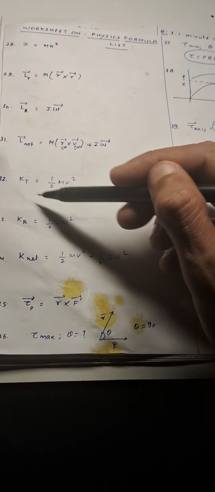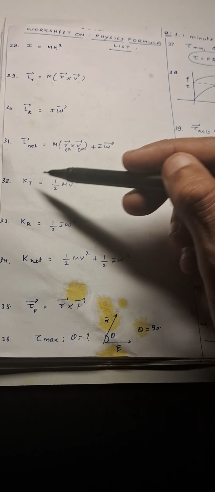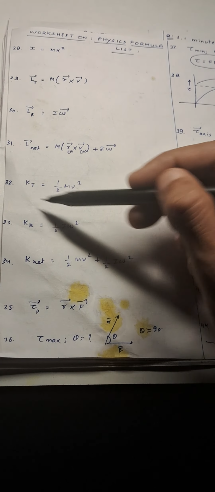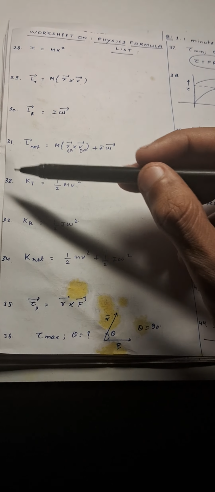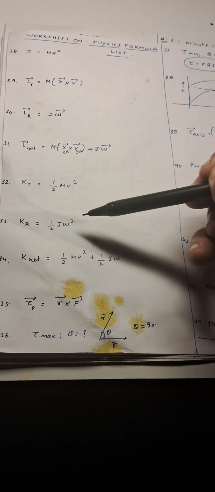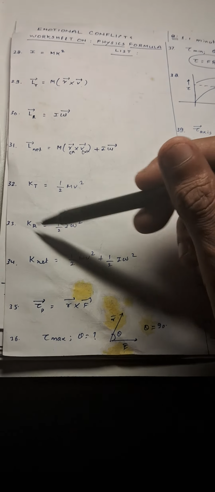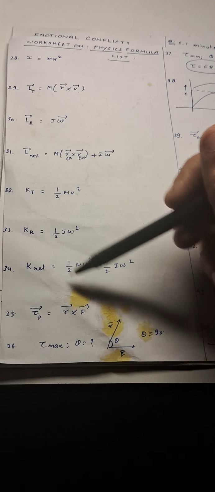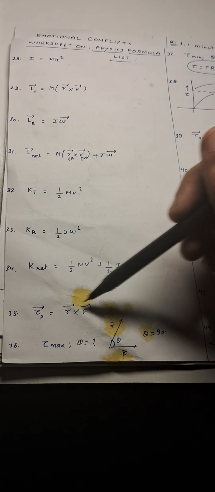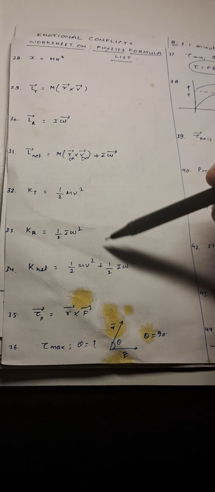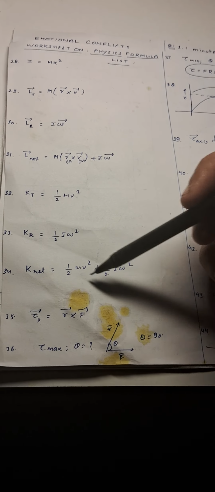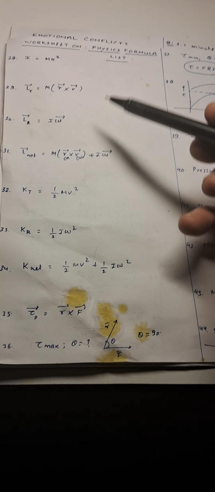Next is kinetic energy in translation motion. If a point mass is in pure translation motion, its kinetic energy is half m v square, whereas if it is in pure rotation, the kinetic energy is half I omega square. I is the moment of inertia of the body and omega is its angular speed. So the net kinetic energy is the sum of kinetic energy of center of mass plus rotational kinetic energy, which is half m v square plus half I omega square.